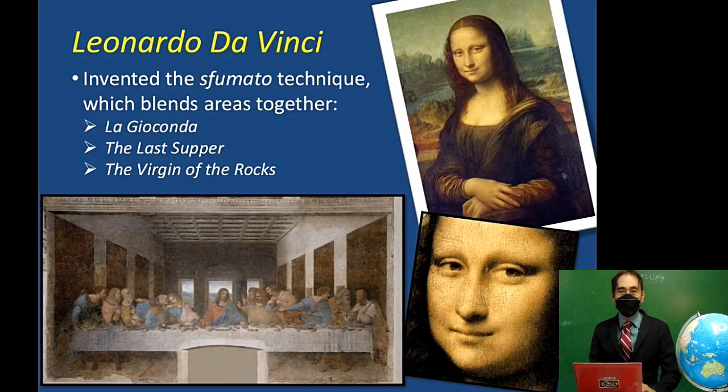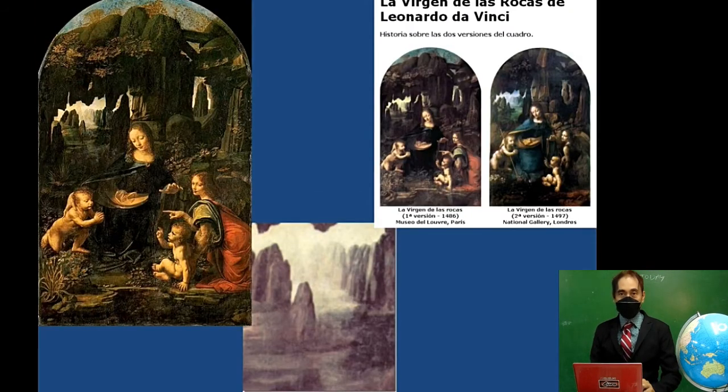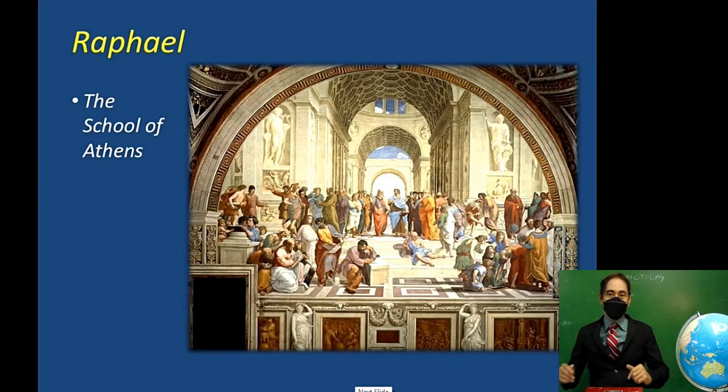Leonardo da Vinci invented his sfumato technique, which blends areas together. He painted the Mona Lisa, La Gioconda, the Last Supper, the Virgin of the Rocks. Here is the Virgin of the Rocks from the left. Raphael Sanzio, he painted the School of Athens.